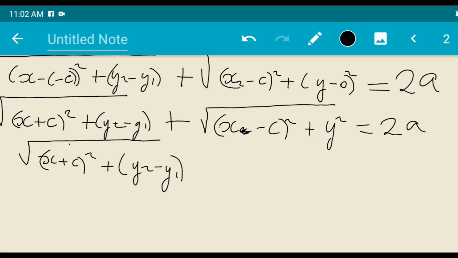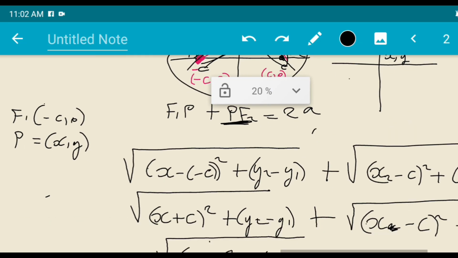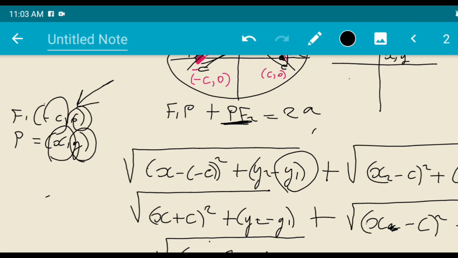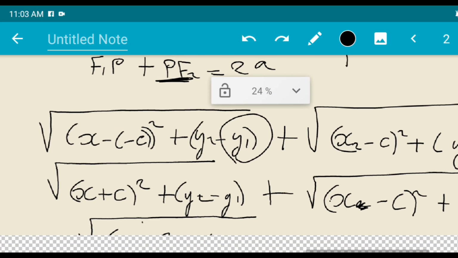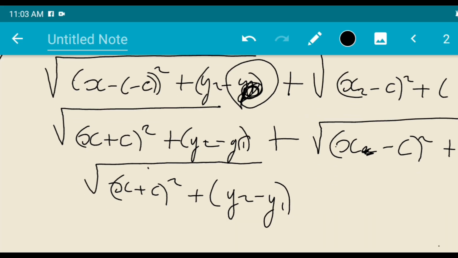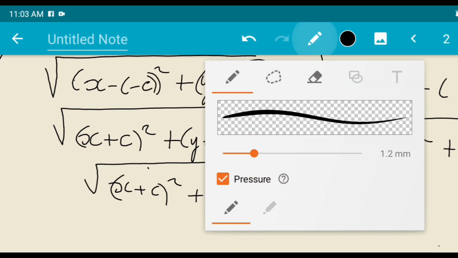Wait, hold up, I've made a mistake. So this here is the correct formula: x2 minus x1, y2 minus y1, but in this case our y1 here was 0, and our x1 was negative c. So these are what we have: y2, y1, x2, x1. Where there's y1, we should have put a 0. So this here is a 0. So this as well is a 0. Let me just rub that out.